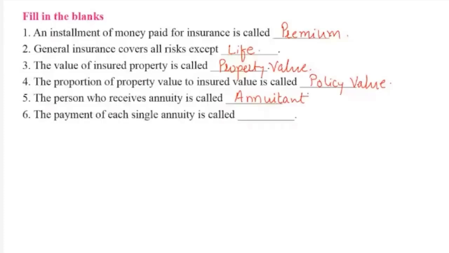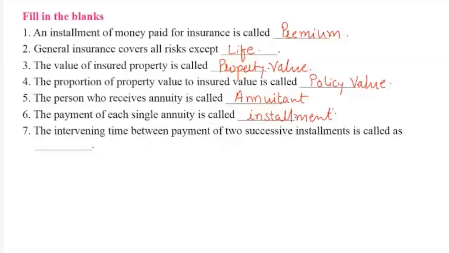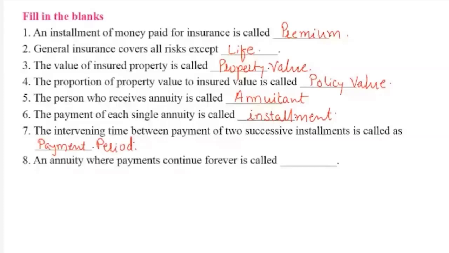Next, the payment of a single annuity is called an installment. You pay by installment. The intervening time between payment of two successive installments is called the payment period. Forever is called perpetuity.